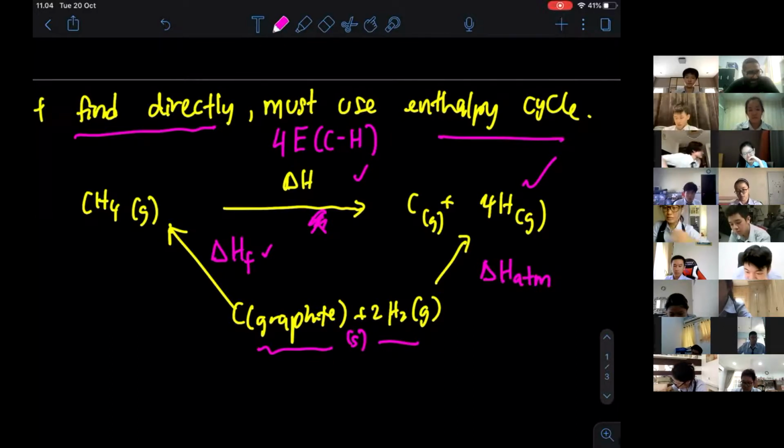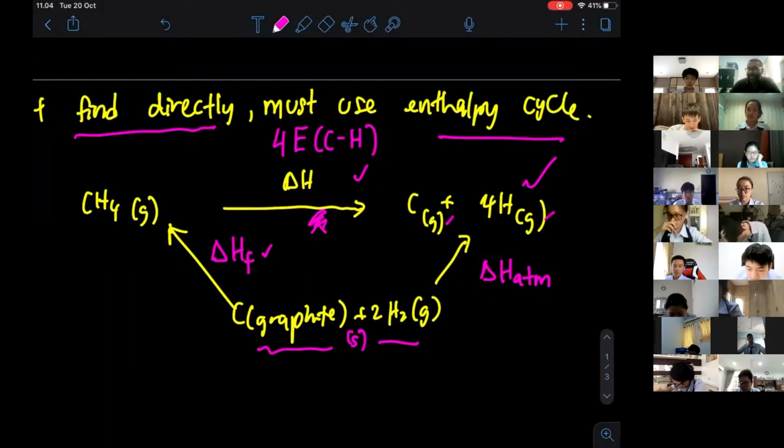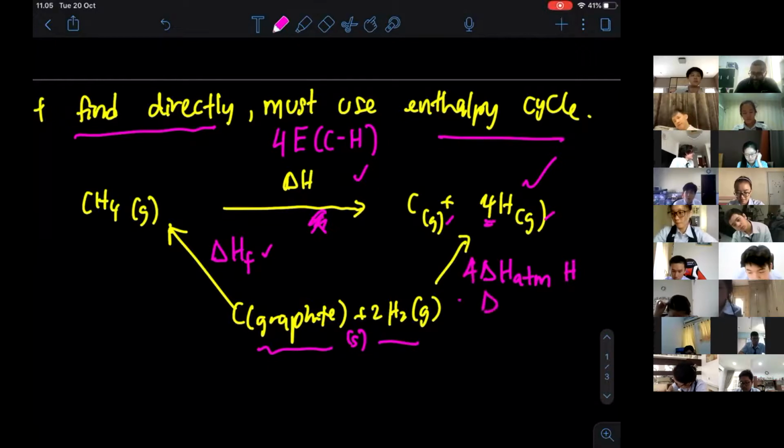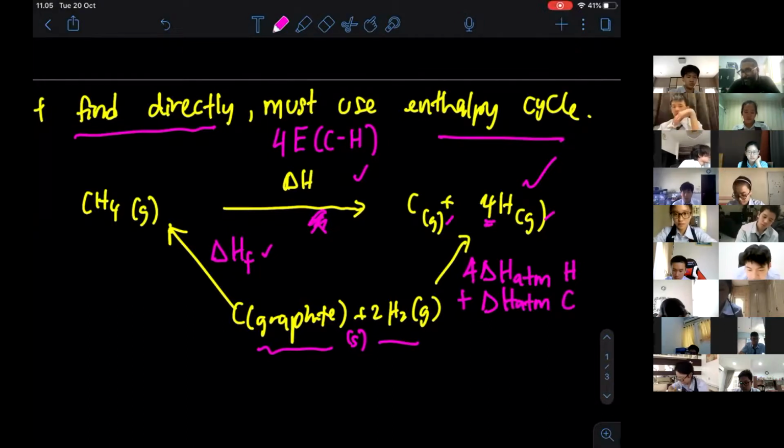Atomization is the enthalpy change when 1 mole of gaseous atoms is formed. Kiara is correct: 1 mole of gaseous atoms formed from its element under standard condition. So you are getting the gas from its element under standard condition. But here, 4 moles, so this is going to be 4 times atomization of hydrogen plus 1 time atomization of carbon. So there are two atomizations over there, one of hydrogen and another of carbon.